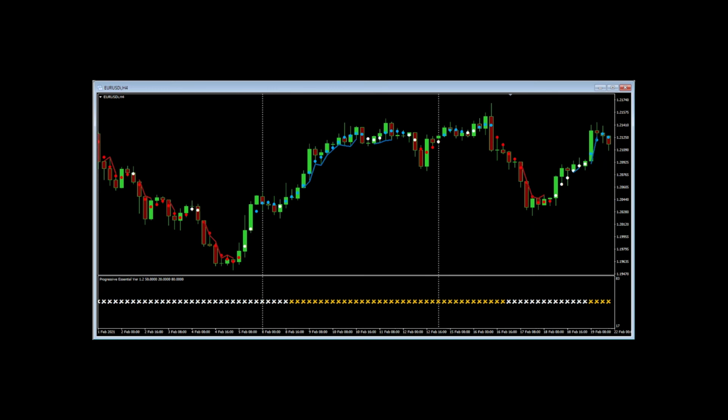Let's see. On the Progressive Essential, we see starting here, white showing us a seller's market, moving to gold and moving to a buyer's market. Again, if someone just followed the Progressive Essential, it would give them a good picture of the moving market. Remember, this is a 4-hour chart. From one dashed line to the next represents a full week.